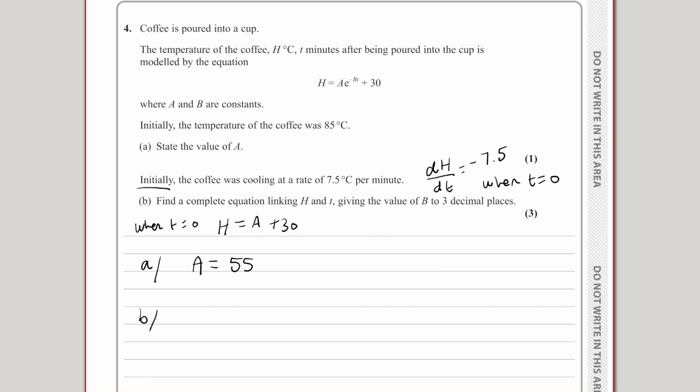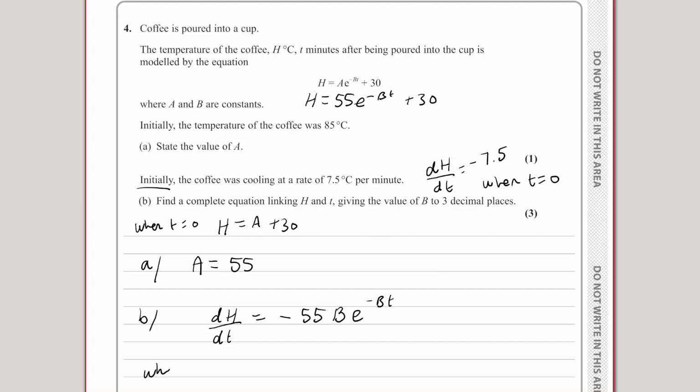So let's find dH/dt. When we differentiate E, it stays the same, but we times by the power differentiated, which in this case is minus B. So H equals 55E to the power of minus BT plus 30. So times by minus B, so minus 55B E to the power of minus BT. The 30 disappears, so that's our gradient function.